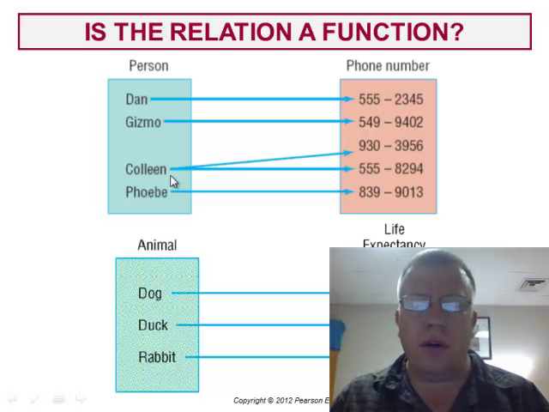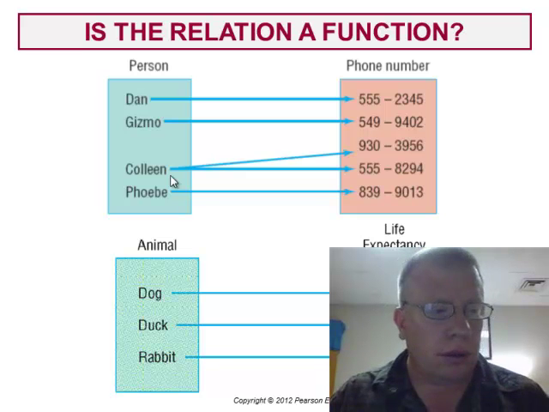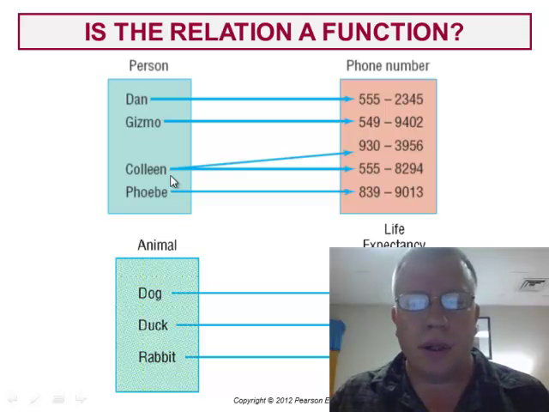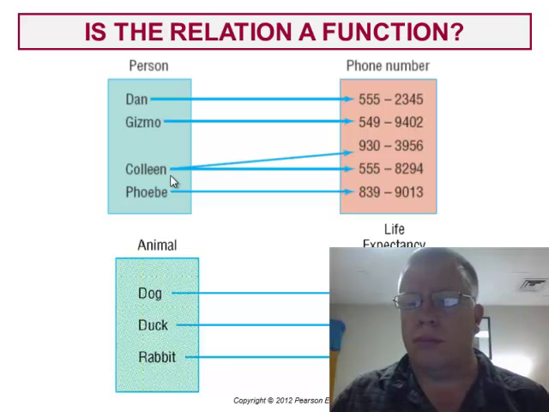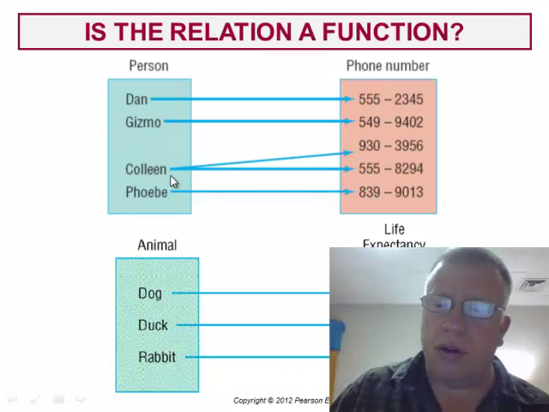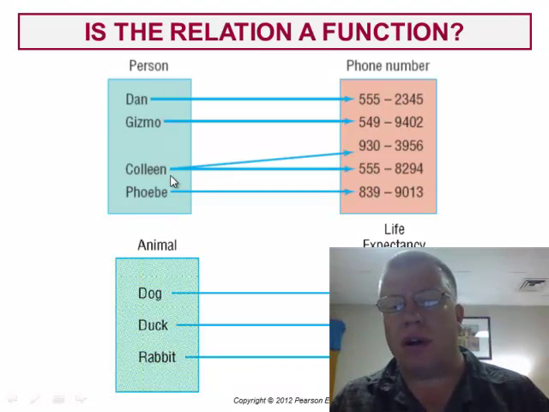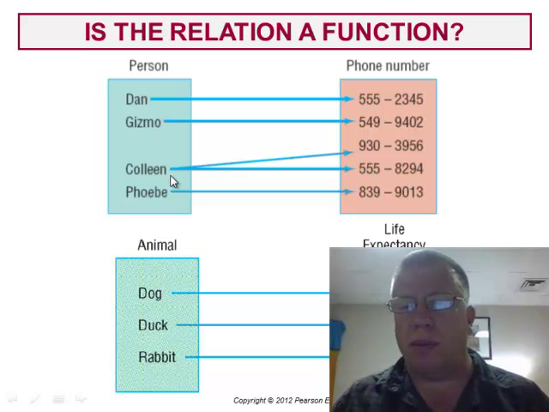So, if you ask me any one of these four people, well, for three of them, I could tell you their phone number. But for Colleen, if you ask me her phone number, I could tell you 555-8294. And if you ask me again 5 minutes later, I could tell you 930-3956. Would I be wrong? Maybe, maybe not. Maybe she's got both numbers. Maybe one is an old number and one is a new number. I don't know. But this relation that you see here is an example of a relation that is not a function, where a phone number is not a function of person.